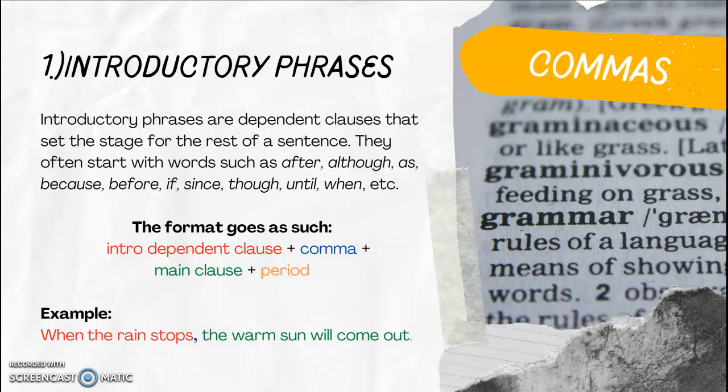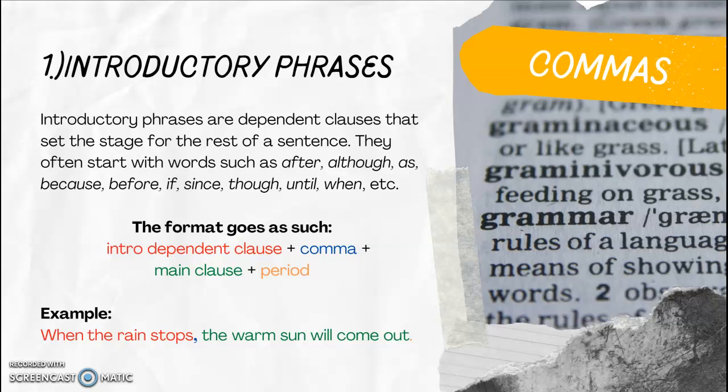Introductory phrases are dependent clauses, meaning they cannot function as a complete sentence on their own, that set the stage for the rest of a sentence. Because an introductory phrase is not a complete sentence on its own, a comma must follow it. A formula you can follow is the introductory dependent clause, followed by a comma, followed by your main clause, and finishing off with a period.